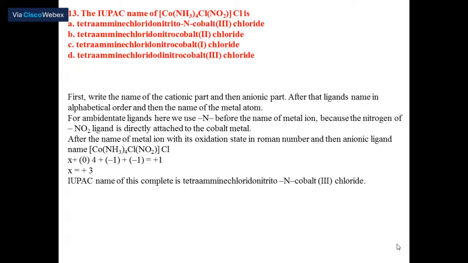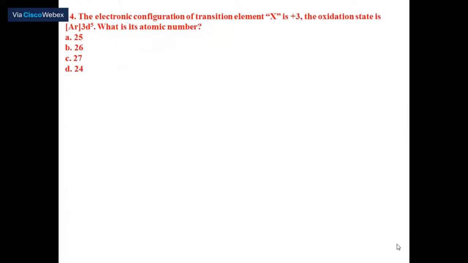So here it is bonded through nitrogen, hence we take tetraammine chlorido nitrito-N cobalt(III) chloride. Answer is A. Okay Veena, your answer is correct.